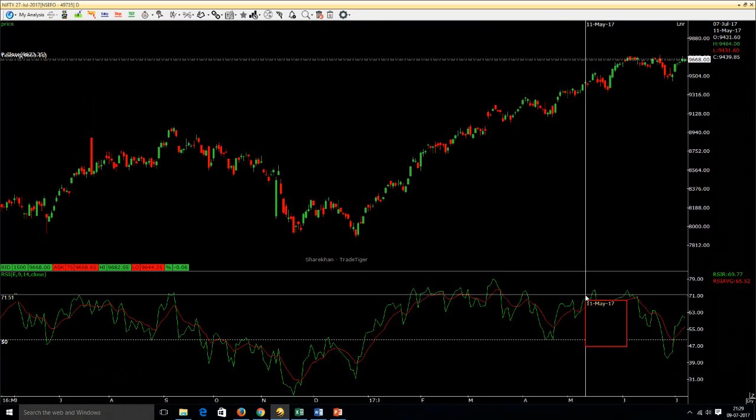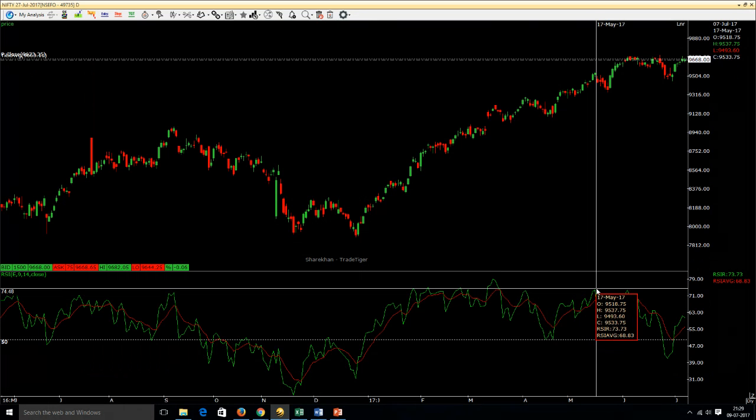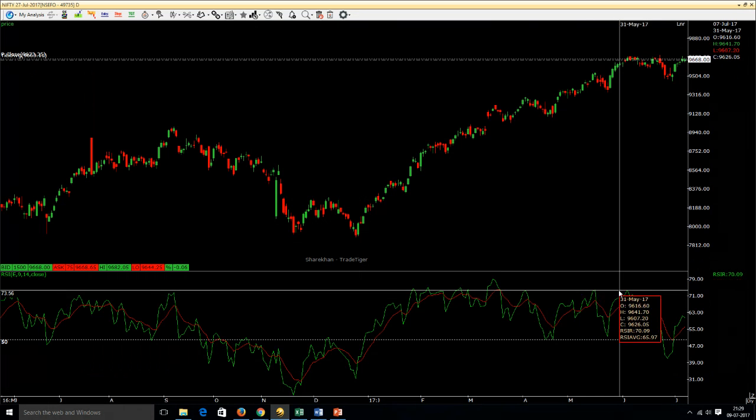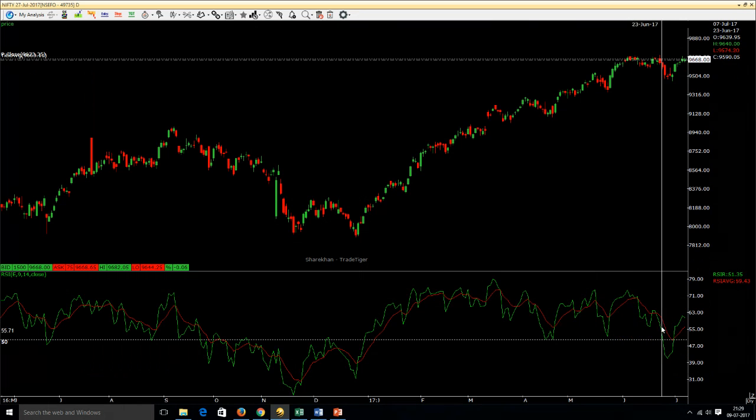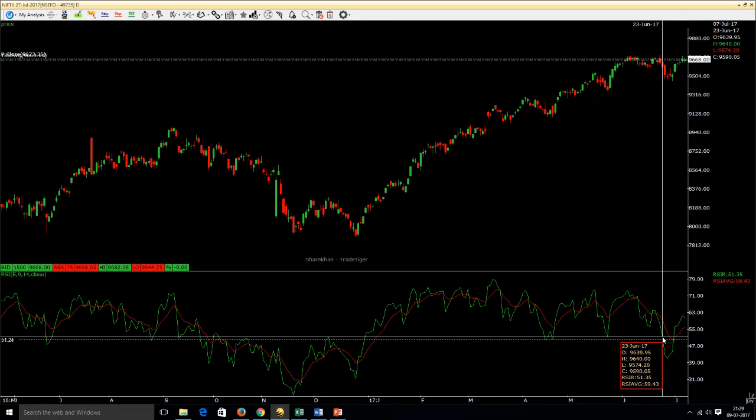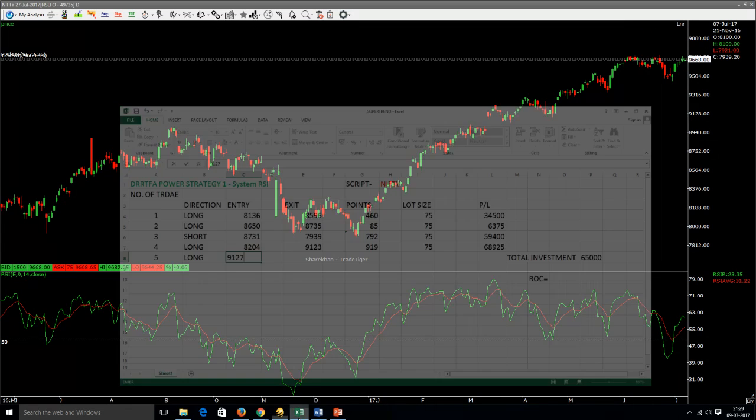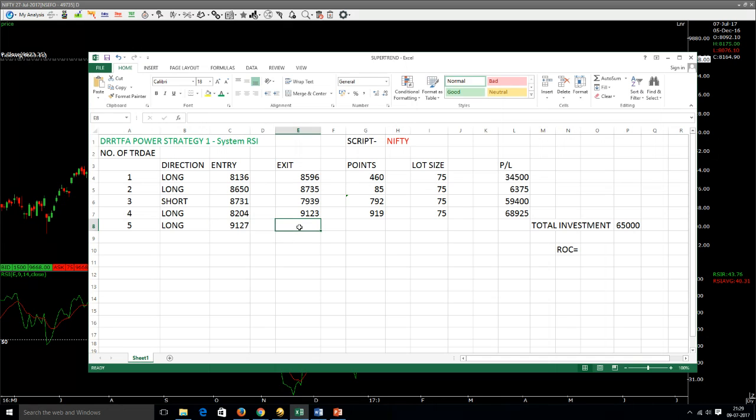We can book our profit somewhere here when RSI approaches 80, or you can stay in that trade for longer. And whenever it reaches again to your 50 period median line of RSI, you should definitely exit from your trade. So that closing price was 9,590. So I exit from my trade.